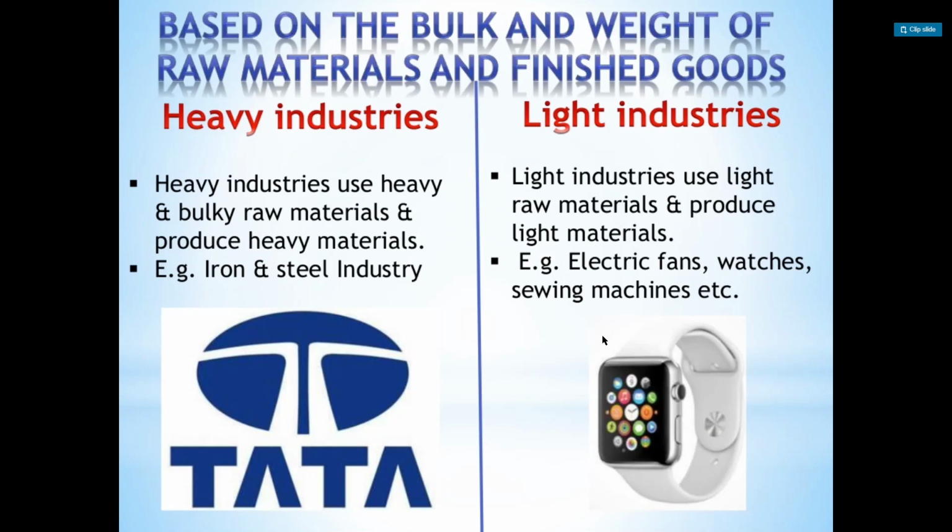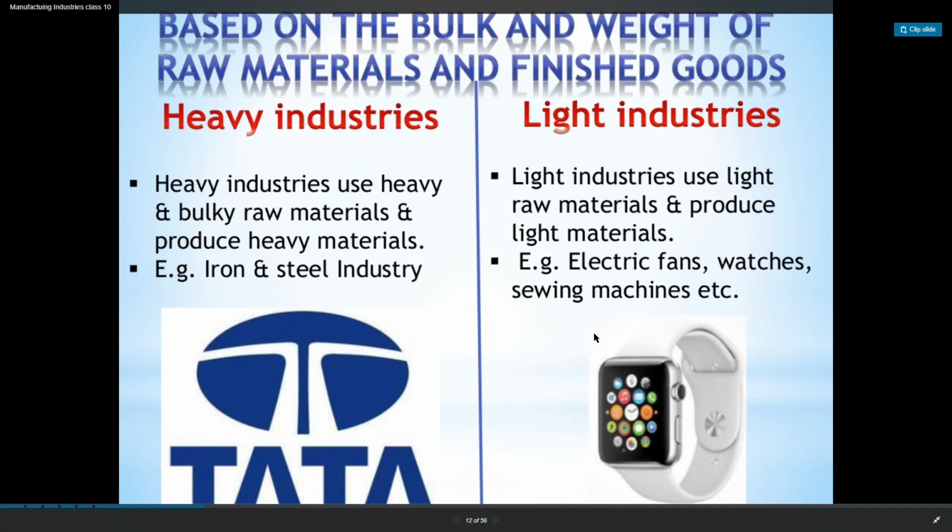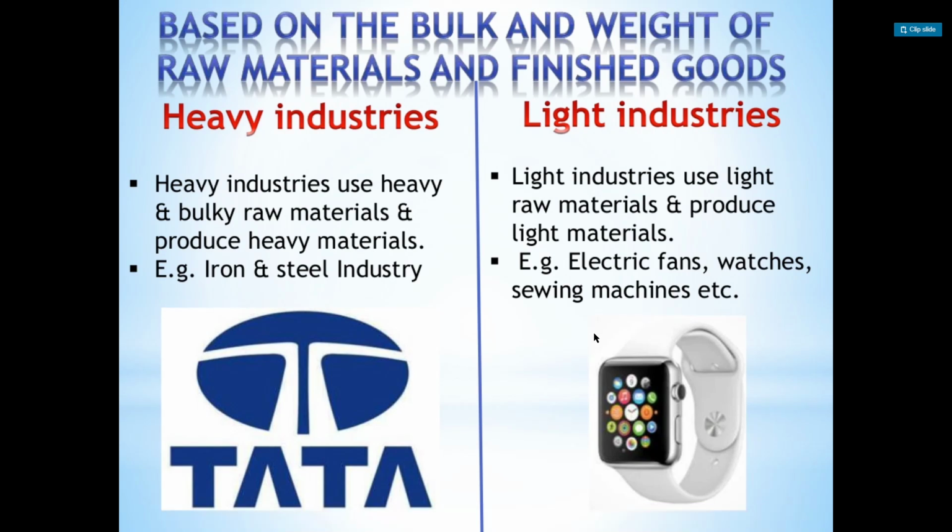Based on the bulk and weight of raw materials and finished goods. This is the last classification of industry. Heavy industries use heavy and bulky raw materials and produce heavy materials. Light industries use light raw materials and produce light materials. It is very clear from the name itself that heavy means obviously heavy, bhari. Light means halka. So heavy industries produce heavy materials and light industries produce light materials.